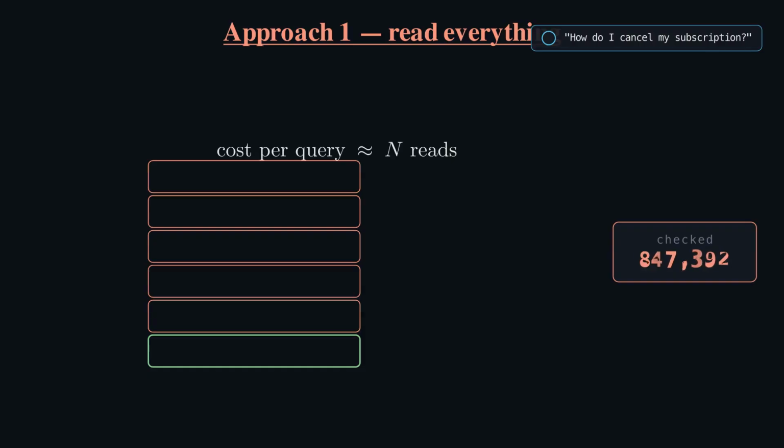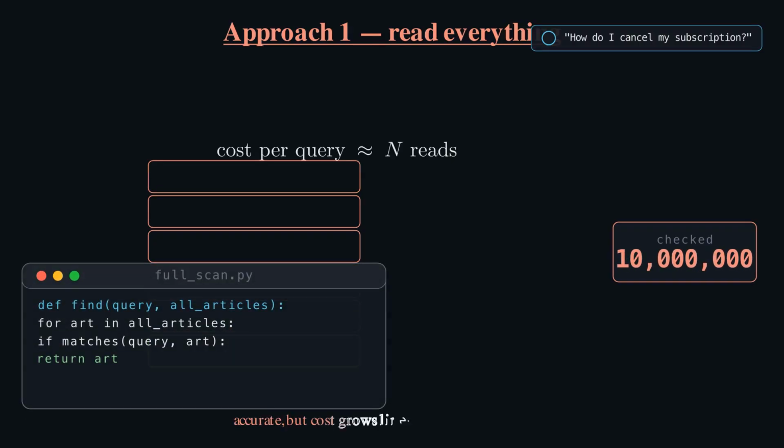But scanning a million articles costs roughly 1 million reads per query. Double the content and the query gets twice as slow. The work grows with the collection, and this does not scale.